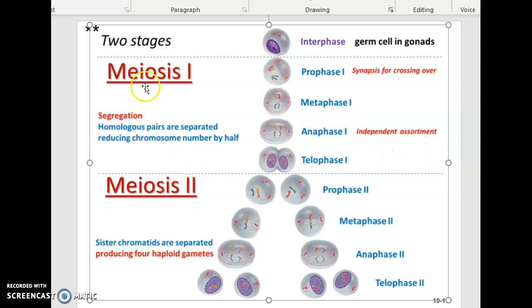Okay, so in meiosis 1, homologous pairs are separated, reducing the chromosome number by half. In meiosis 2, sister chromatids are separated, producing 4 haploid gametes. So what's separated in meiosis 1? Homologous pairs are separated. What's separated in meiosis 2? Sister chromatids are separated. Make sure you keep those separate.